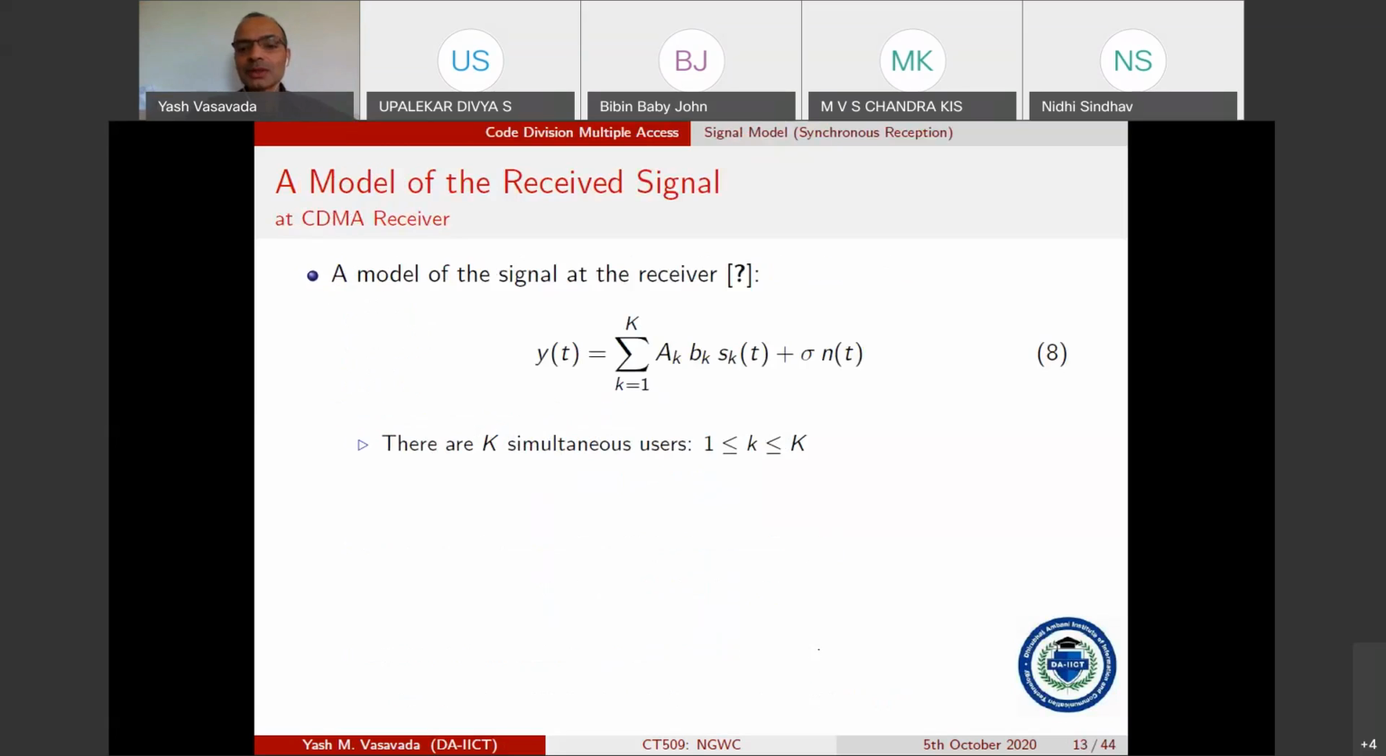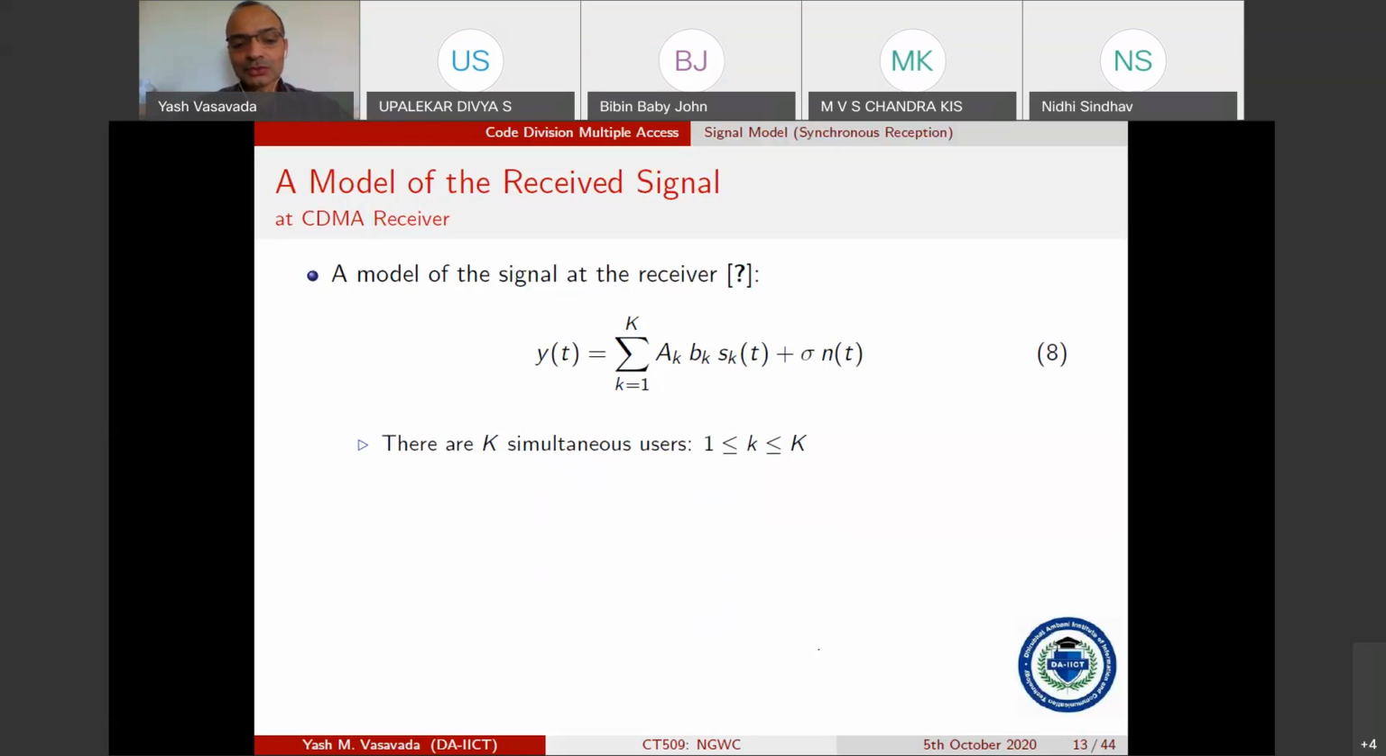let us move on to a new domain of discussion, which is the CDMA technique, known as code division multiple access. And so there, we are not talking about beamforming anymore. This is a completely different problem statement.